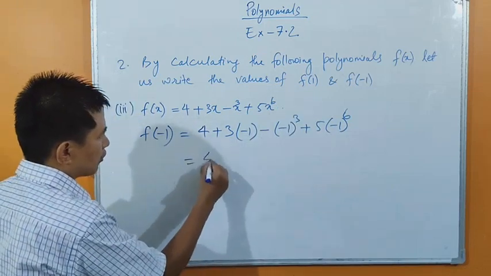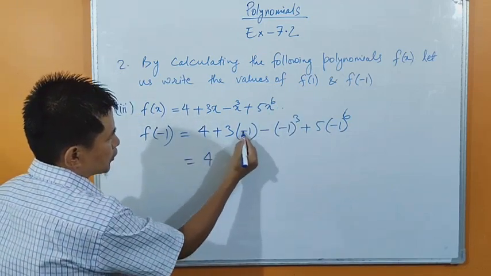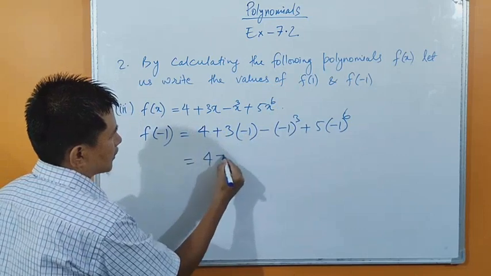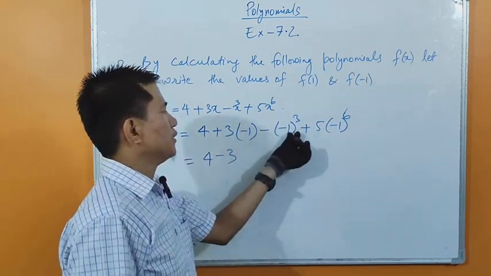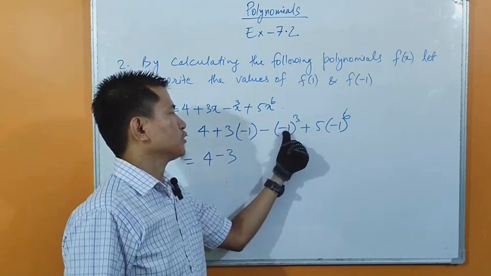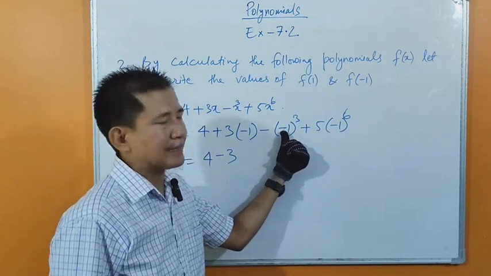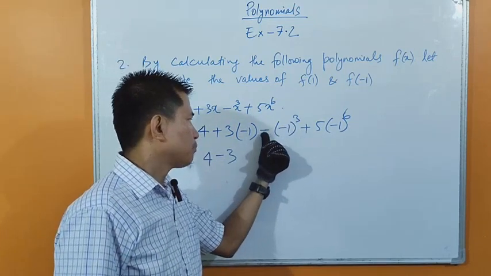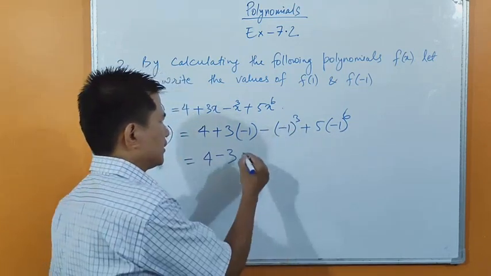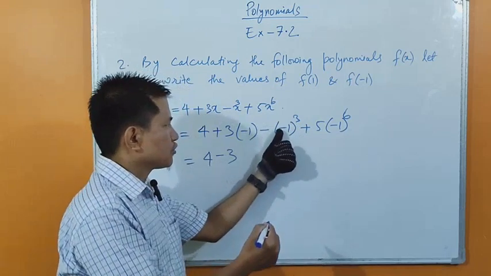Now 4 plus into this minus. Plus into minus is minus. 3 ones are 3. Now minus 1 cube. The power is an odd number, so the minus sign will remain as it is. Minus 1 cubed is minus 1. So plus into this minus is, this minus into this minus.